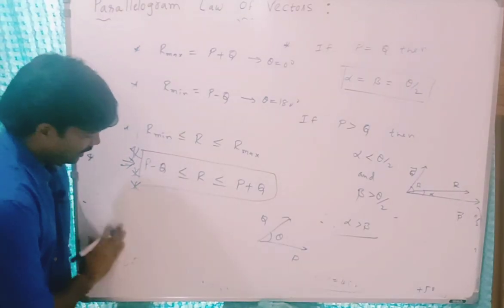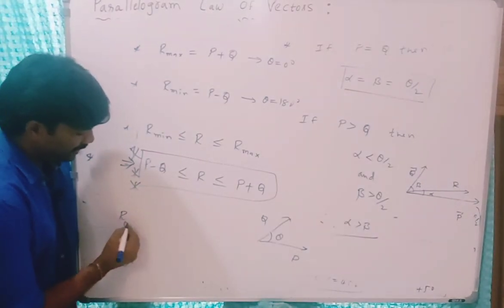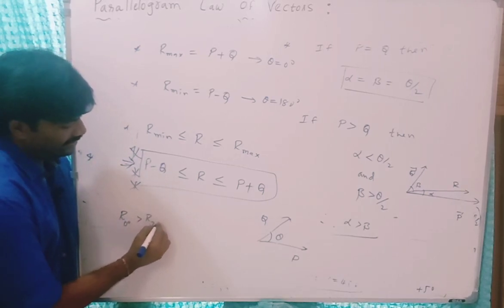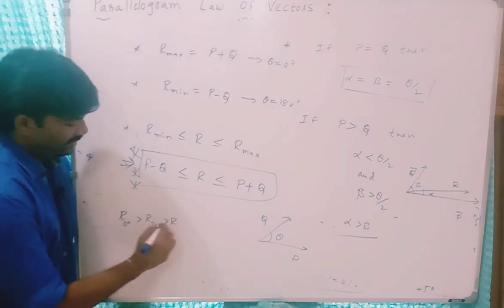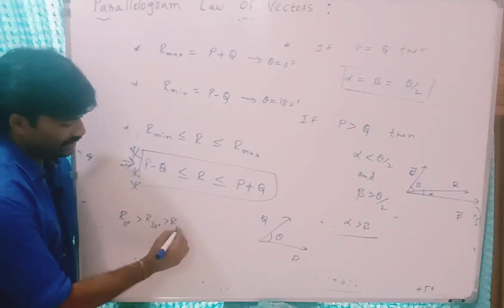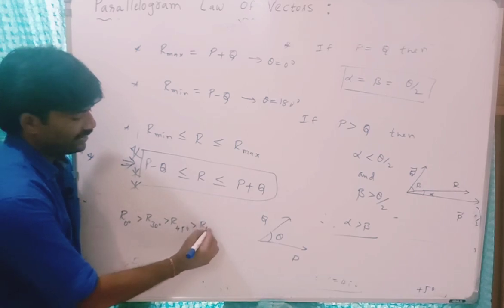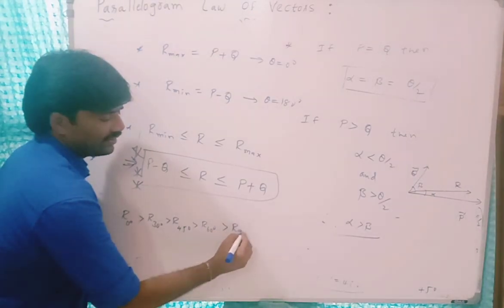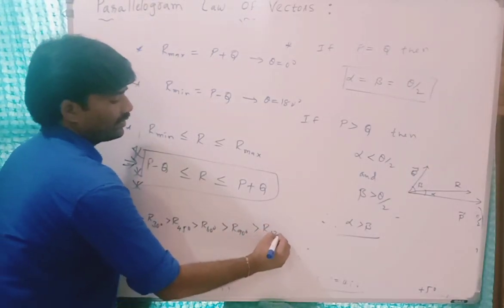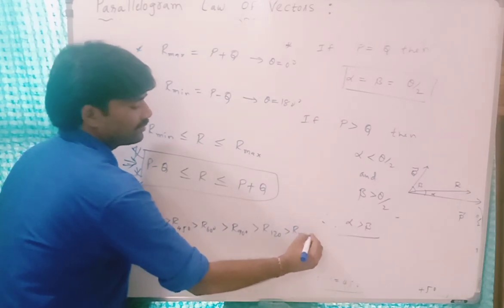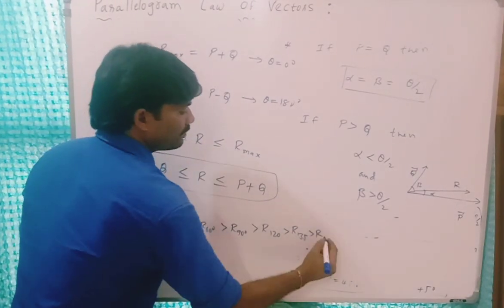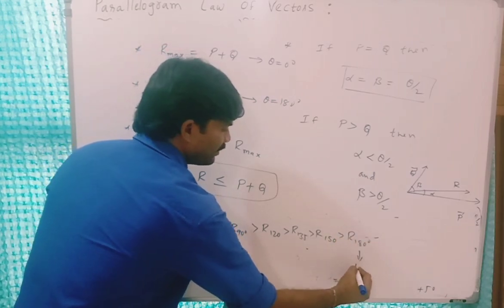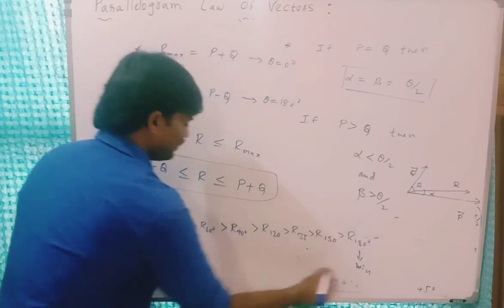So from that you can understand that the R value is maximum when the angle between those two vectors is 0, and it decreases gradually as the angle increases. R30 is less than R0 degrees, then R45, R60 degrees, R90 degrees. When you increase the angle gradually, the resultant decreases. R120, R135, R150 degrees, R180 degrees. So this is minimum and this is maximum.